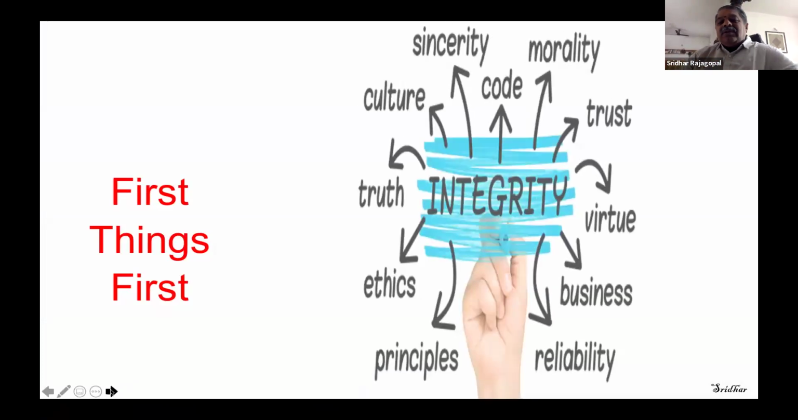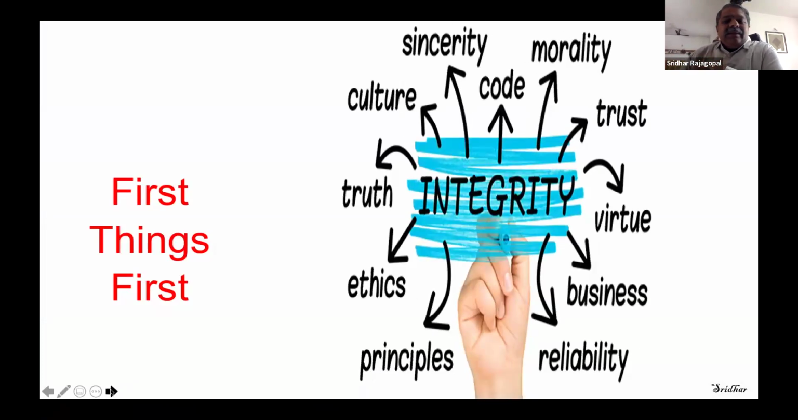See, before we get into the presentation on the sales and marketing side, I would, as always, like to emphasize the importance of the subject of integrity. Because without integrity, we are nothing. Whether you are a working professional or an entrepreneur or whatever, or even if you are just a citizen of the country, integrity is of utmost importance.